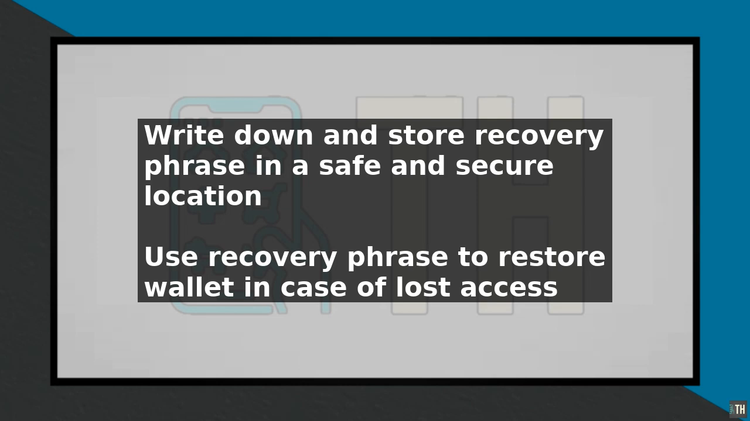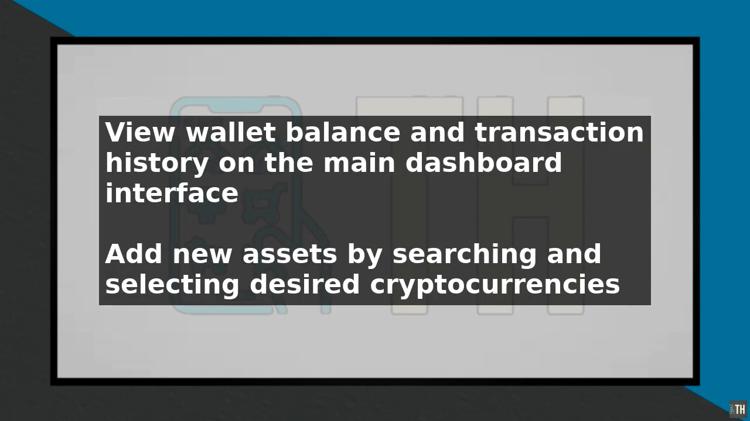To receive cryptocurrency, go to the Receive section and select the asset you want to receive. You will be given a unique wallet address that you can share with the sender. To send cryptocurrency, go to the Send section, select the asset you want to send, and enter the recipient's wallet address. It is essential to keep your wallet secure by enabling two-factor authentication and keeping your recovery phrase safe.